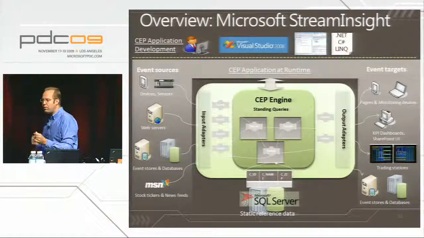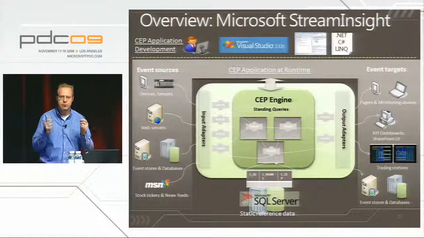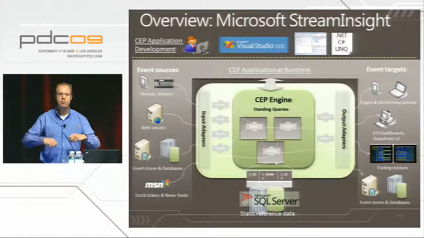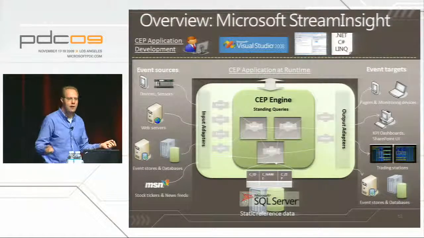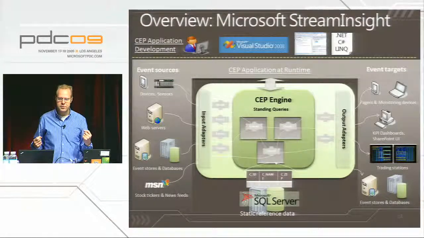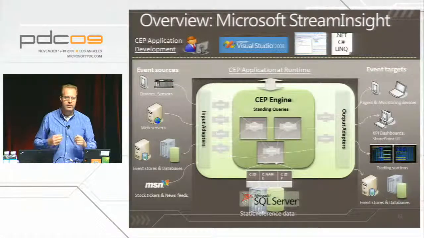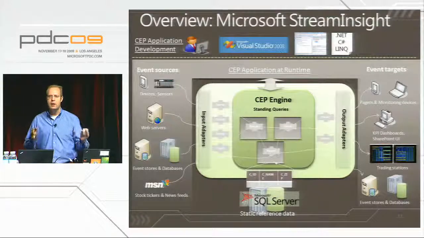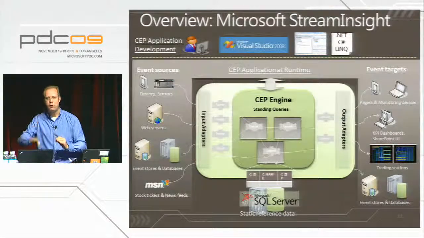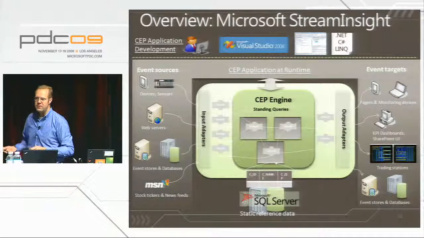Some of the key properties to keep in mind to make sure that you can connect to your domain-specific data sources: we provide an SDK for input and output adapters, a well-defined API that allows you to plug in your domain-specific data sources into StreamInsight, and then through that well-defined API, enqueue new events, new data items as you receive them from the data source for processing in the StreamInsight engine.